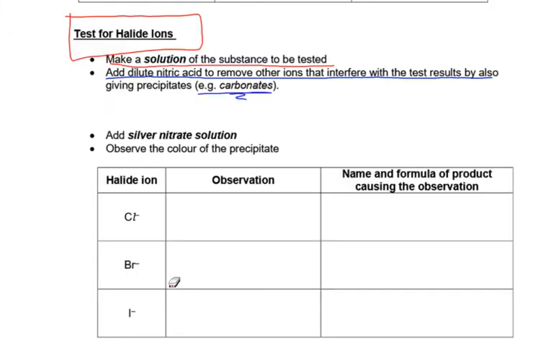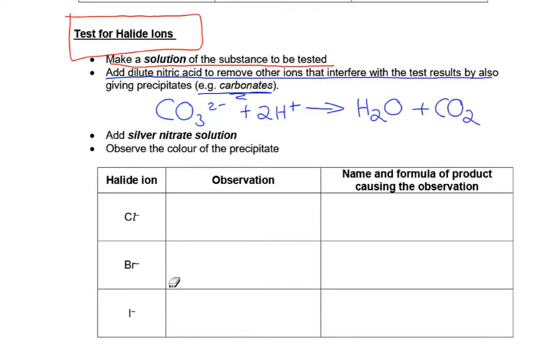You're going to add a small amount of nitric acid, and that's to remove other things that may interfere with the test and give you a precipitate when it's not really that particular halide ion, such as carbonates. All the nitric acid is doing is removing the carbonate, because it's acid plus carbonate gives you salt plus water plus carbon dioxide type of reaction. It just removes the carbonate ions.